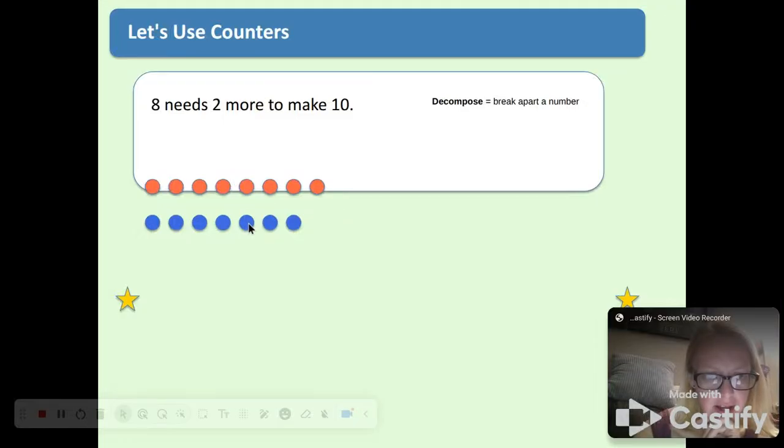Yes, we can. So now the 7 can be broken apart into 2. We can take these 2 and move them up here. And then after that, we'll have 1, 2, 3, 4, 5. This is called decomposing, or breaking apart, a number. We took the 7 and we broke it apart into 5 and 2.